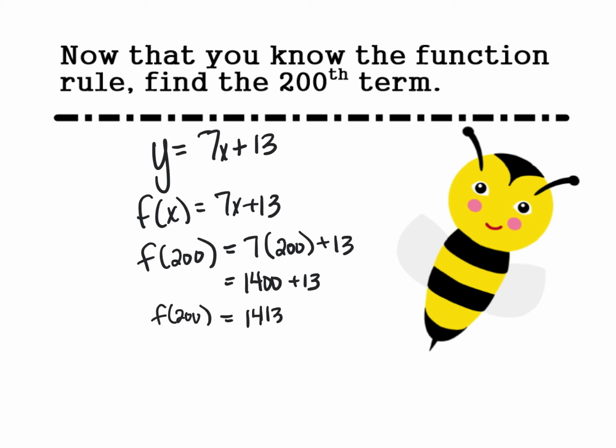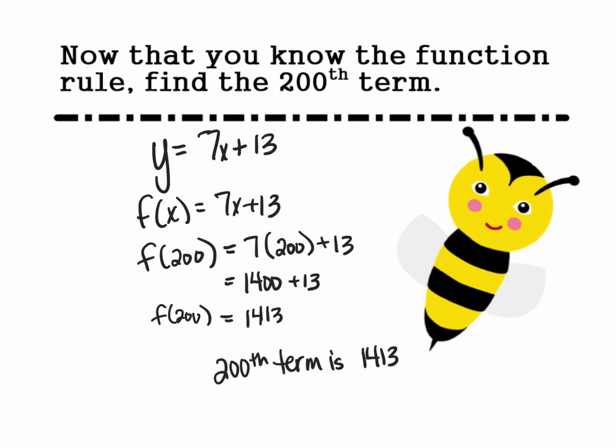So f of 200 equals 1,413, which means the 200th term is 1,413. That's what we are figuring out. So if we would have kept adding plus 7, plus 7, plus 7, plus 7 over and over and over again, we would have had 1,413.